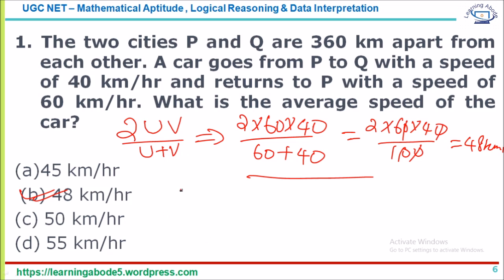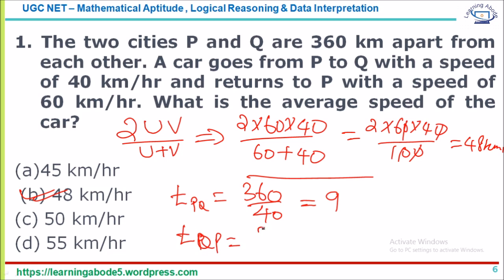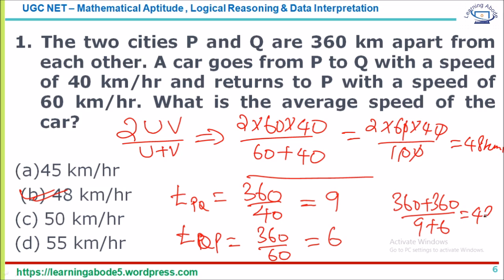If you want to use the value, the time taken onward, that is going from P to Q, is a distance of 360 at the speed of 40 km per hour, so that takes 9 hours. Time taken from Q to P, a distance of 360 at the speed of 60 km per hour, takes 6 hours. So together it is 15 hours. Total distance of 360 plus 360 divided by 9 plus 6 gives you 48. That's answer option B for the first question.